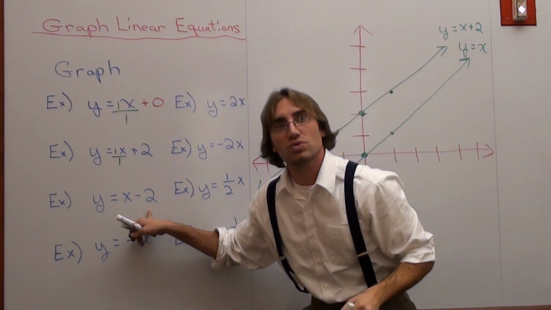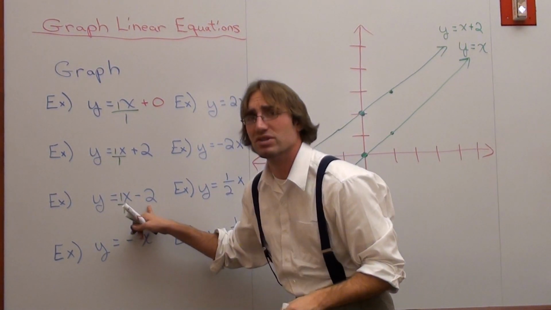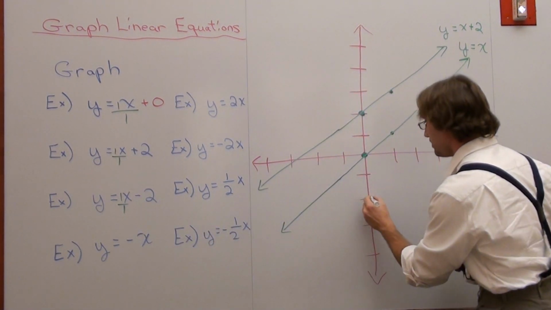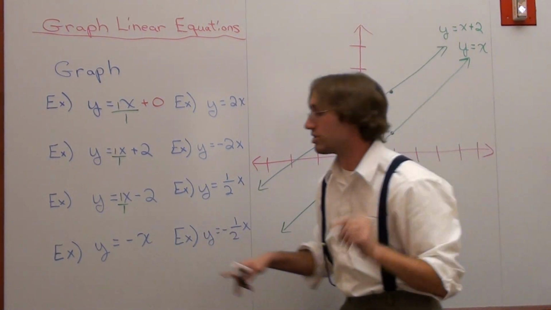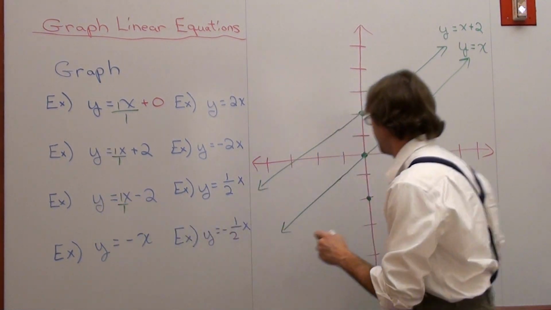While we're at it, let's do this one. The slope is 1 over 1, but we're not going to do that until we take care of the y-intercept, which is negative 2. And from the y-intercept, you plug in the slope, 1 over 1.